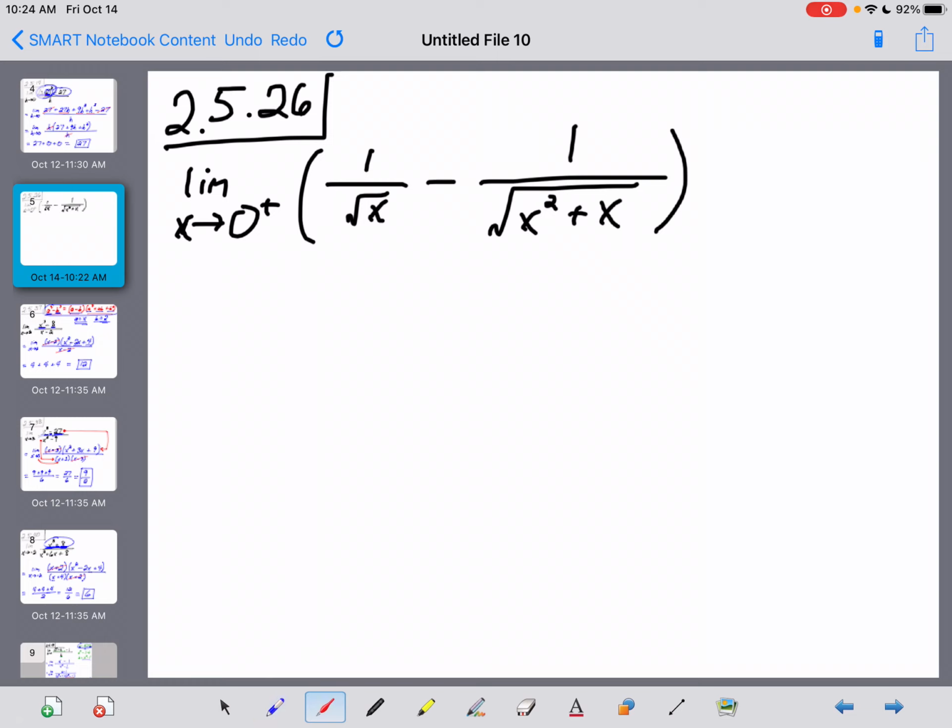Okay, first thing you should always think about is plug and chug, but sure enough, doesn't work right there. We end up with a 1 over 0, which is undefined, and you also get a 0 when you plug 0 in right here. So kind of a double whammy. So direct substitution isn't going to work.